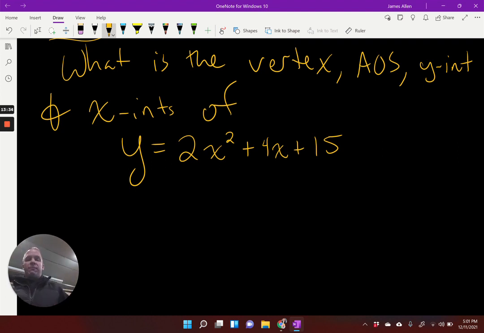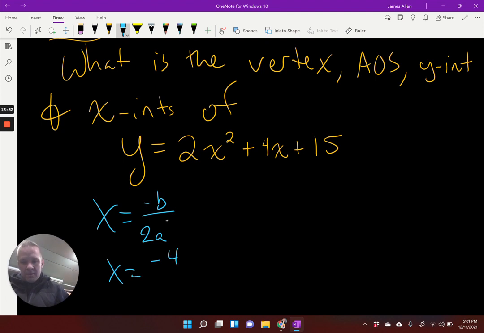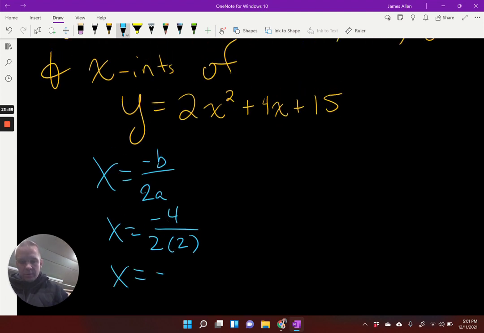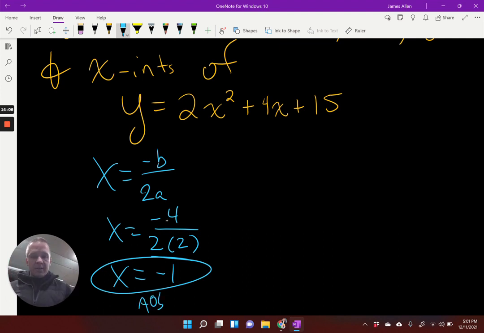Cool. Big amount of stuff. All right, cool. Vertex, axis of symmetry. It's going to start with x equals the opposite of b over 2a, right? That's my axis of symmetry, which gets me my x-coordinate of the vertex. Well, that would be the opposite of b, so -4 over 2 times 2. So that would be x equals -1. That is my axis of symmetry. Now to get my vertex.